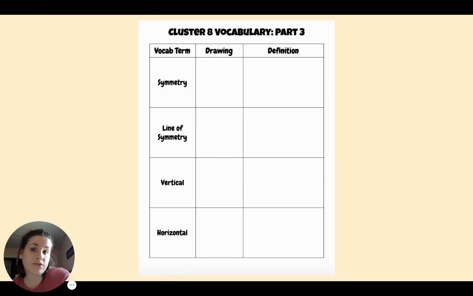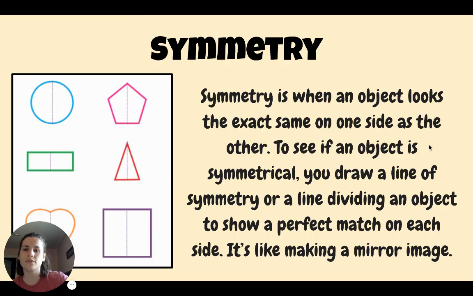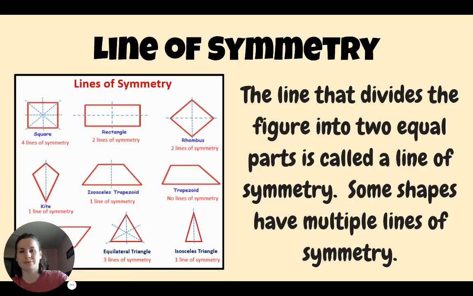It's part 3. There's only 4 vocabulary terms for today. So if you haven't already, either print it out or replicate it so that you can take some notes. So symmetry is when an object looks the exact same on one side as the other. To see if an object is symmetrical, you draw a line of symmetry, or a line dividing an object to show a perfect match on each side. And it's like making a mirror image.